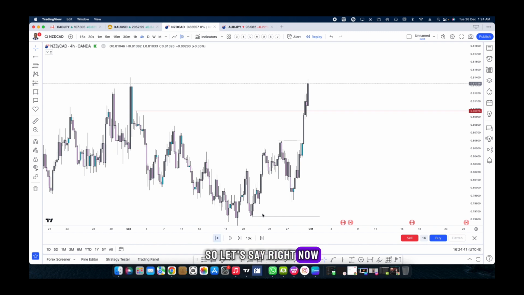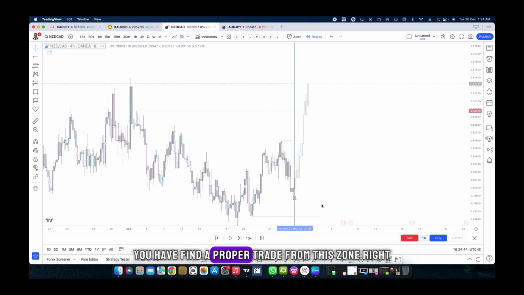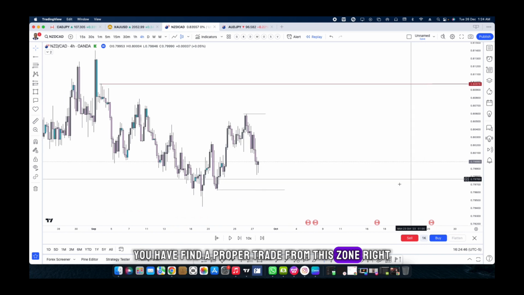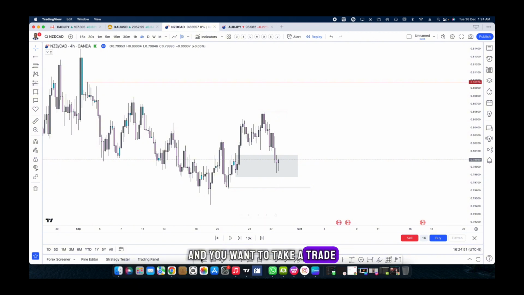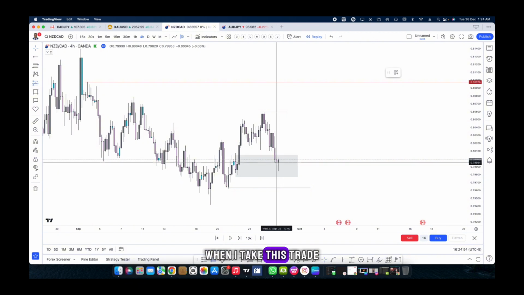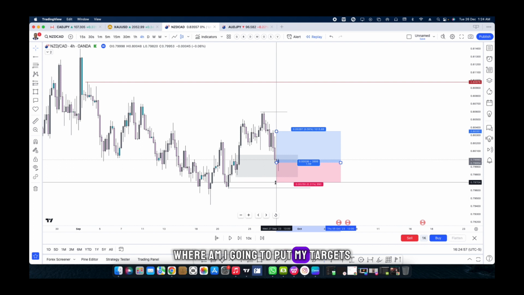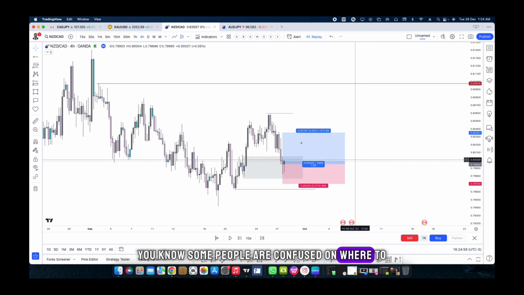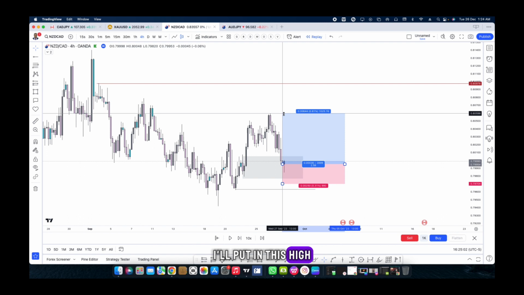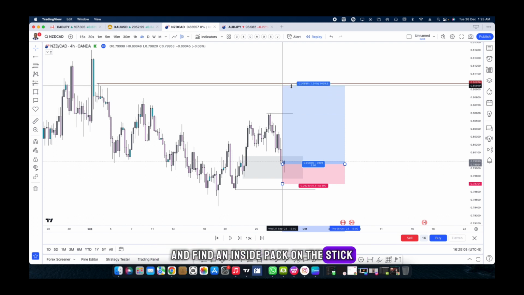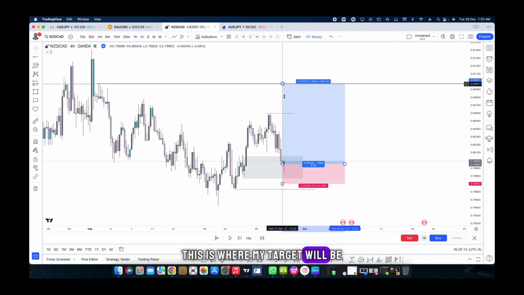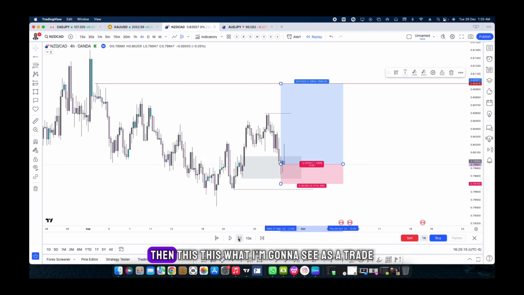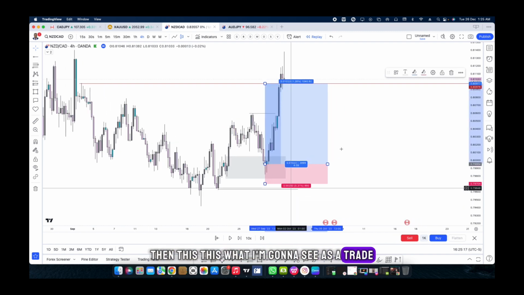So let's say right now you have found a proper trade from this zone, right? You want to take a trade, and you'll be like, okay, when I take this trade, where am I going to put my target? Some people are confused on where to put it, and some people will be like, okay, I'll put it in this high. But for me, I'll go to the next time frame and find an inside bar candlestick and just place it there. And trust me, this is where my target will be if I'm on this trade. Then this is what I'm going to see as a trade.